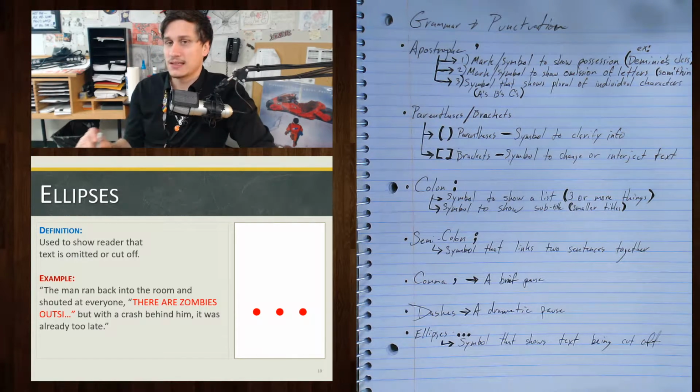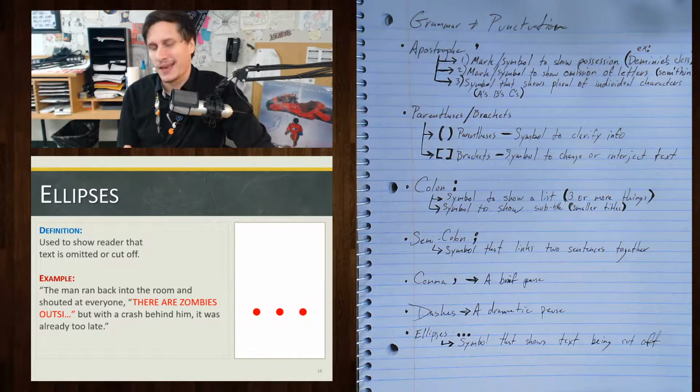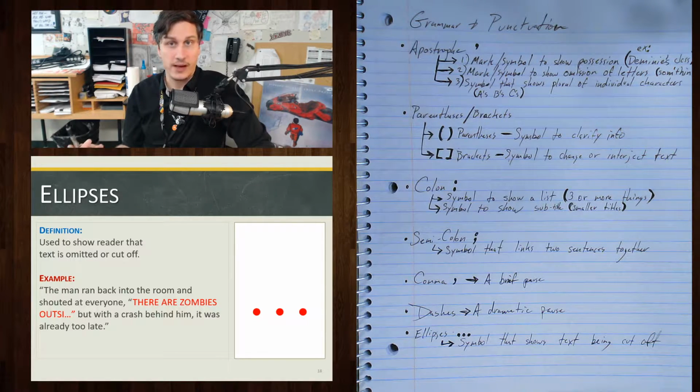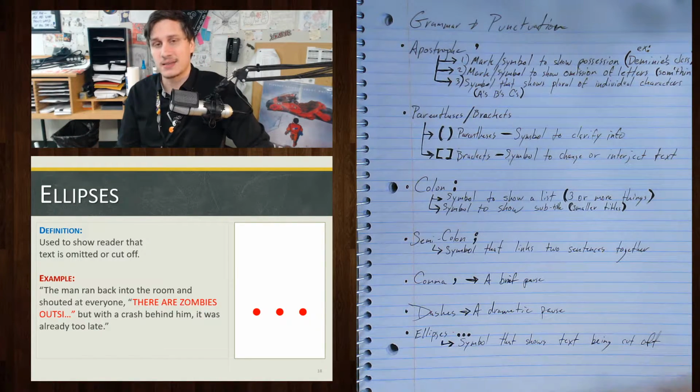So the ellipses is your hint that something happened to the guy. You're using punctuation to feed into the emotion of the scene or the character, right? Boom. That's what it does. Using ellipses to show that text is being cut off.